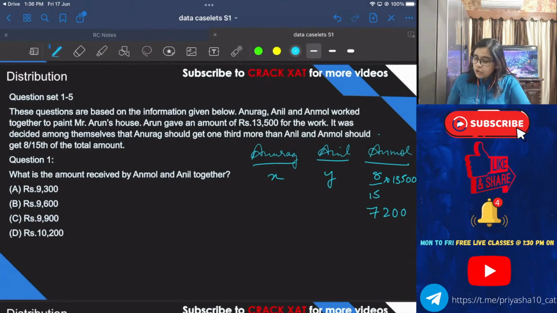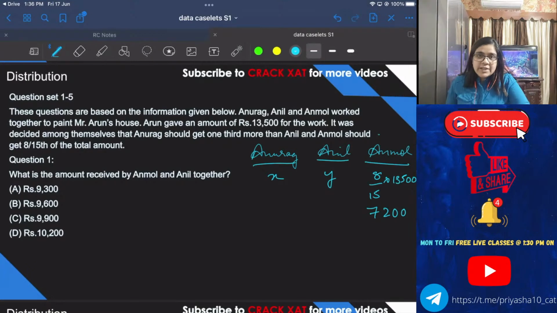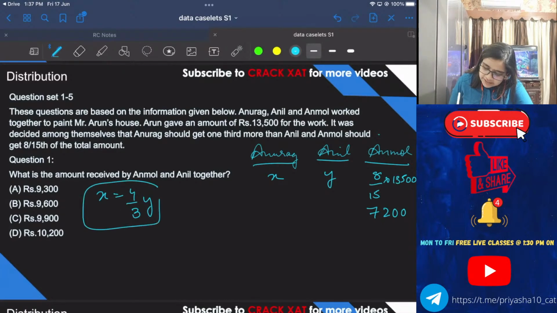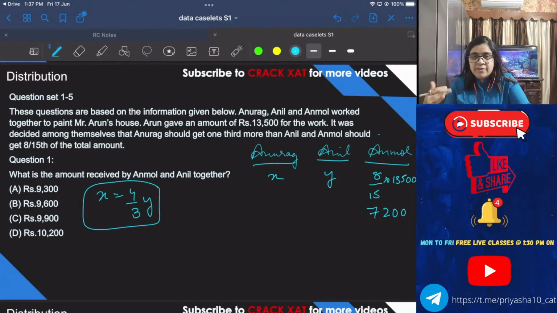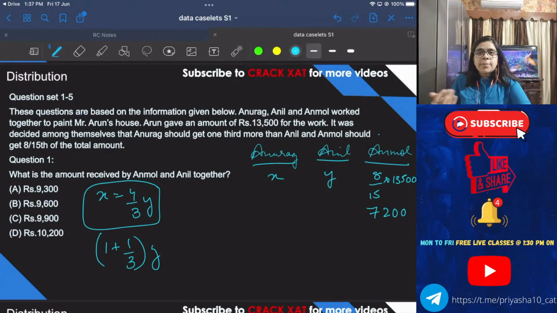Thank you, Setu. Consequently, if this is the amount which is gone, now we know that X and Y's relationship is X equals 4 by 3 Y. Thank you, Riya and Anu. This should come directly. Why should it come directly? Because the process is 1 plus 1 by 3 of Y. But we will skip all this and go directly to 4 by 3 Y, because that's how our calculation speed will increase.